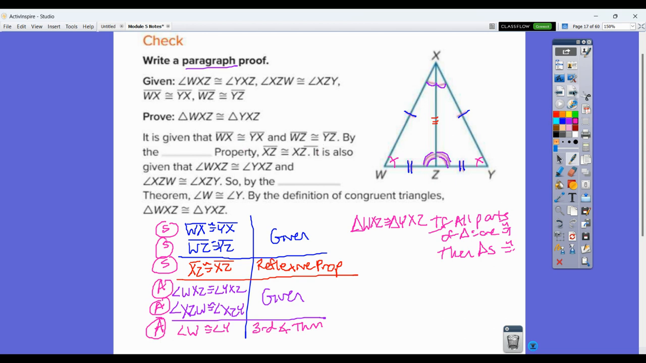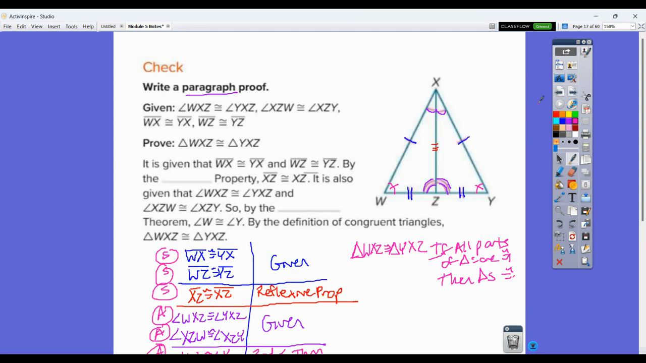Okay, so that is an example of a proof that you can go through and you can see. And we are done for today.